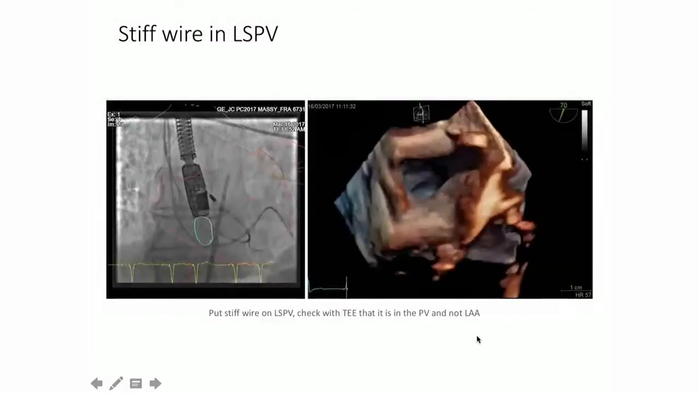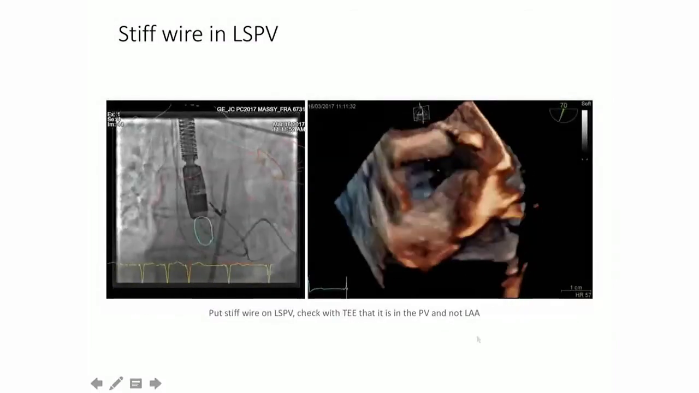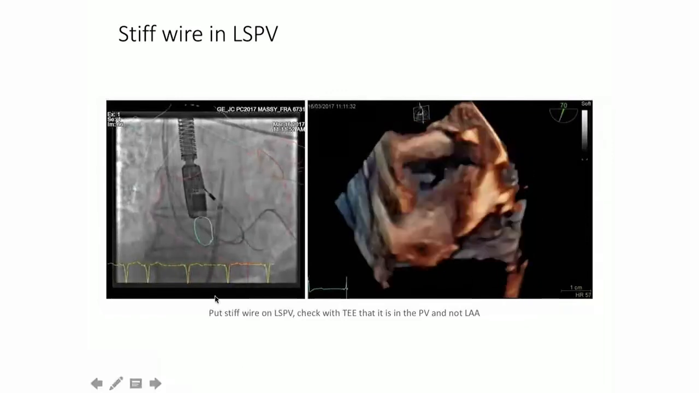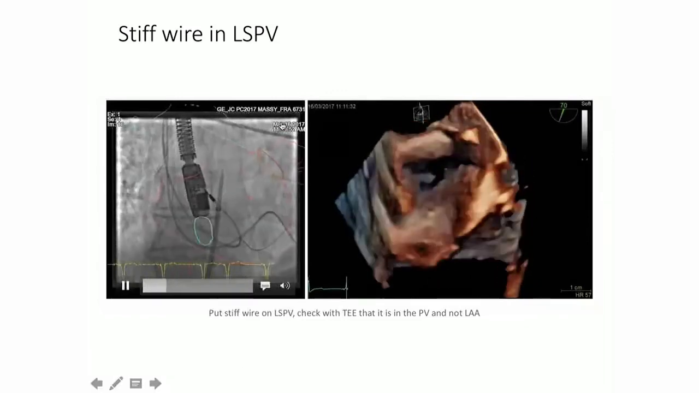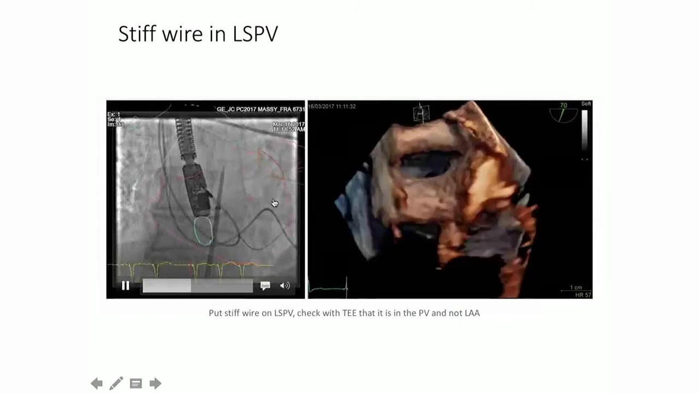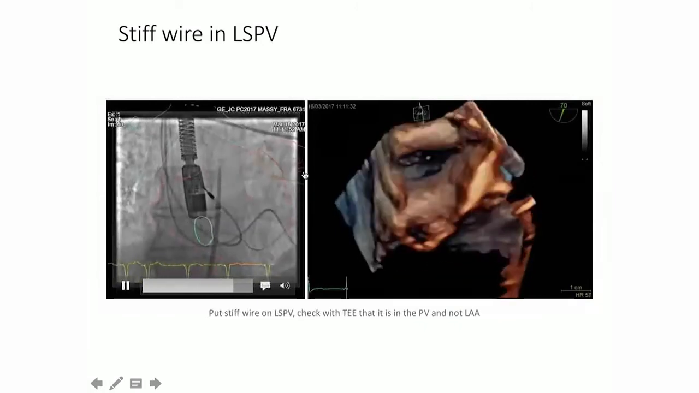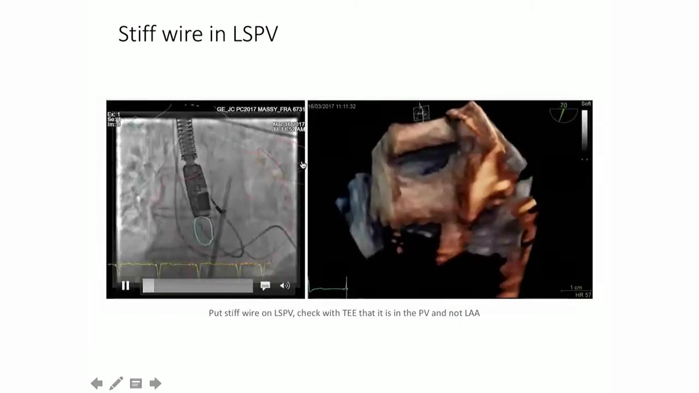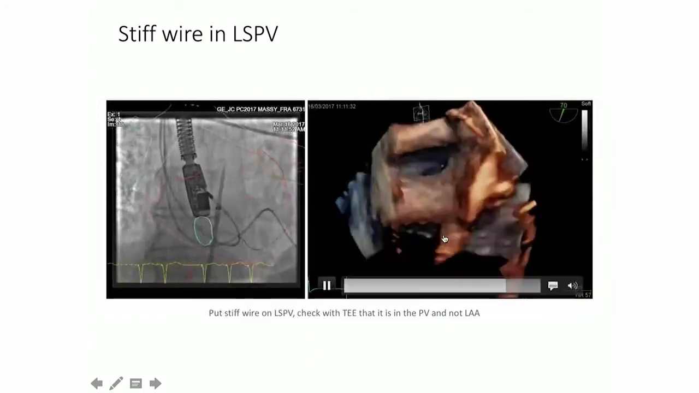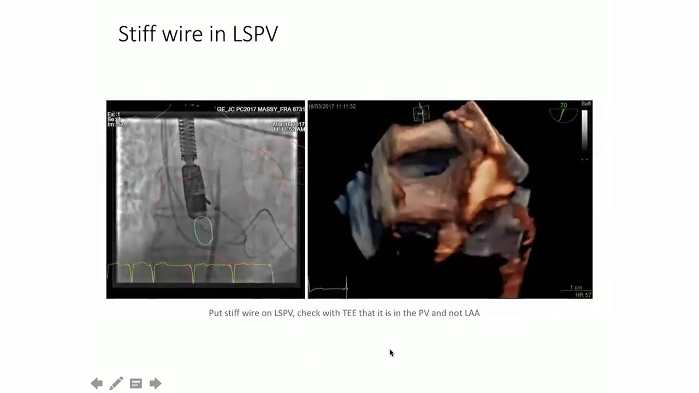Okay, so the next step is to put our stiff wire in the left superior pulmonary vein, as you can see here. So the stiff wire is now going up the left superior pulmonary vein. It's not going into the LAA, as you can see on our MSCT fusion overlay. And this is, as always, confirmed on TEE.